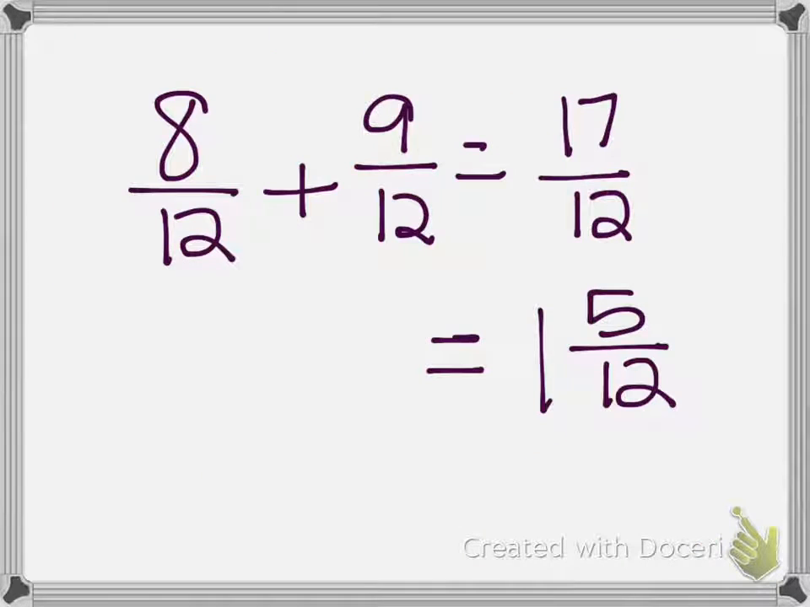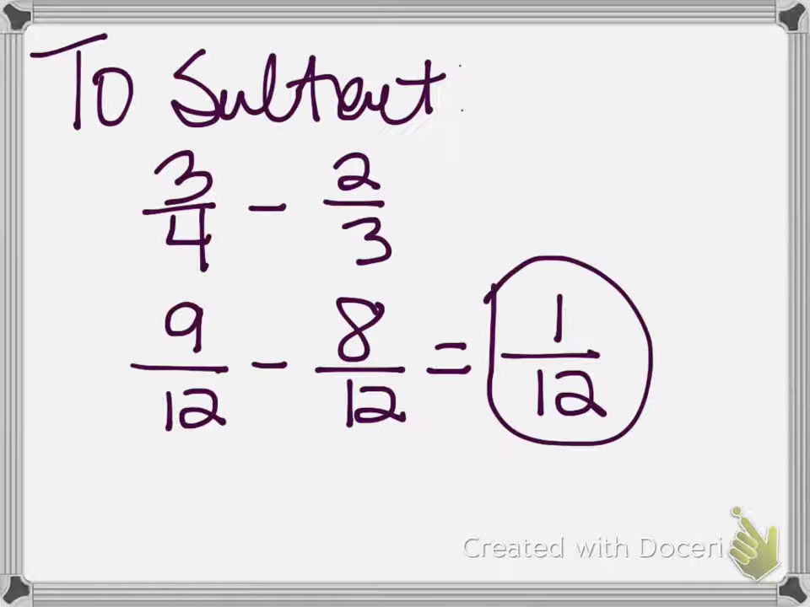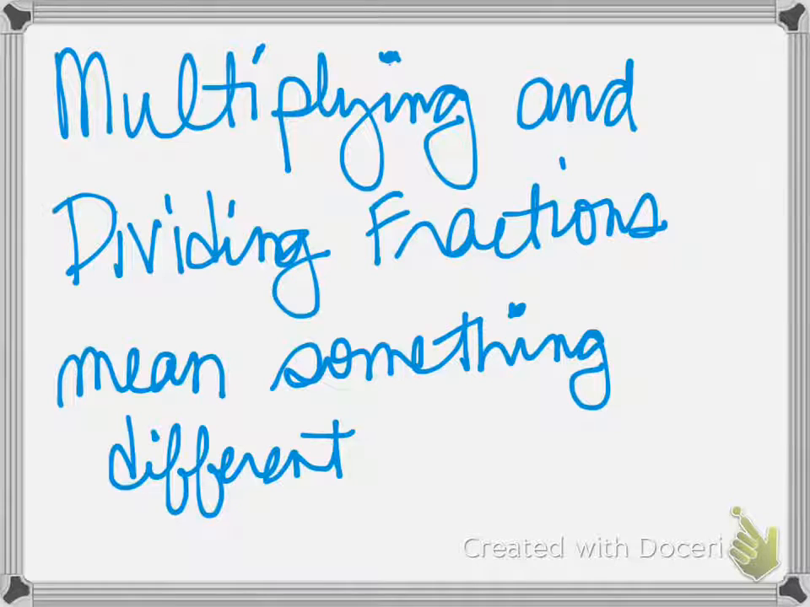After you've done that, you can see that 8/12 plus 9/12 turns into the improper fraction of 17/12. You don't add those denominators because you just converted them into numbers that you can use. This simplifies into the mixed number of 1 and 5/12. To subtract, you would follow the exact same procedure up until this point, where you would subtract the second numerator from the first. 9 minus 8 is 1, and you're done.